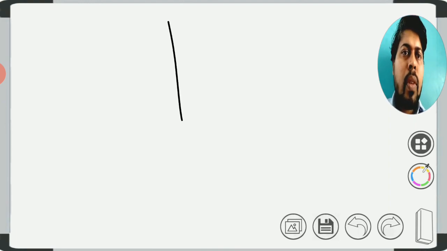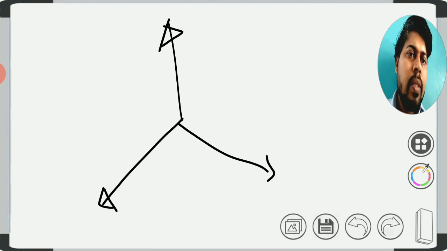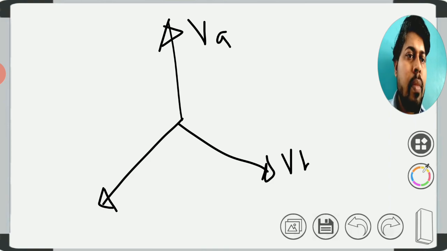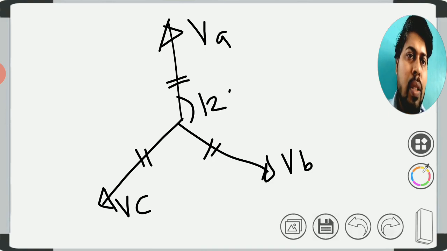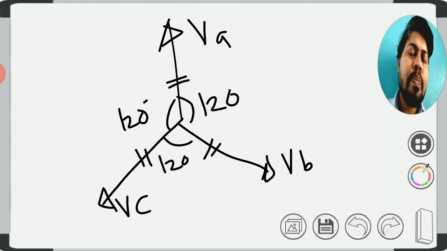Before that, you are going to observe what a balanced system is. In a balanced system, all the three phases are equal in magnitude, and the phase angle difference between any two phasors is 120 degrees apart. So this is the balanced system.